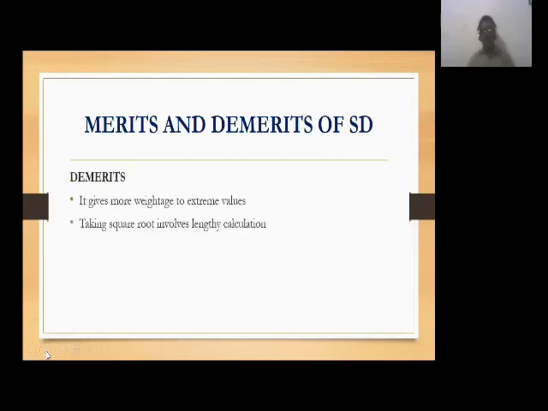And the demerits: it gives more weightage to the extreme values. Sometimes taking square roots involves a lengthy calculation, by calculating x, x minus x bar, x minus x bar whole square, then sigma f, and then the square root of sigma f x minus x bar whole square divided by n. So some lengthy calculation is needed for standard deviation. These are the demerits of standard deviation.